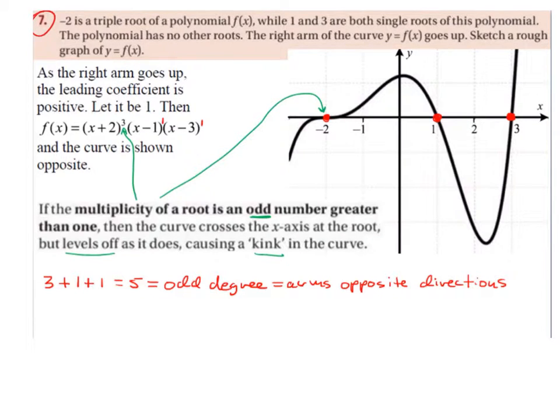And if we add up the powers, we have 3 plus 1 plus 1 is 5. This is an odd degree, so the arms are going in the opposite direction. So if the right arm is going up, then the left arm is going down.